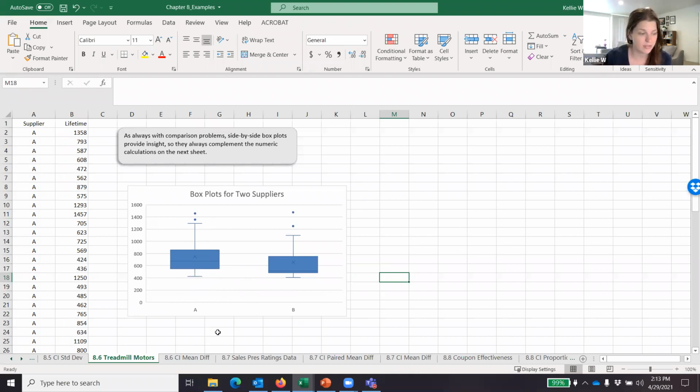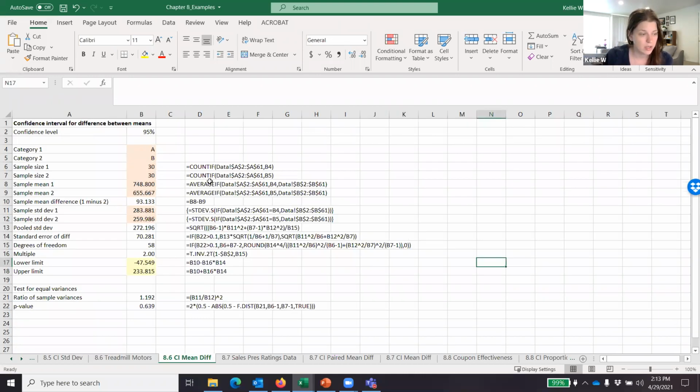confidence interval. So to actually do that, now we have some more stuff going on because we have two samples. We have supplier A and supplier B. We have the sample size for A and sample size for B, which in this situation happen to be the same. When we initially calculate the averages for supplier A and supplier B, we get a higher number of hours before failure for supplier A. On average, we get 749 or so versus 656.